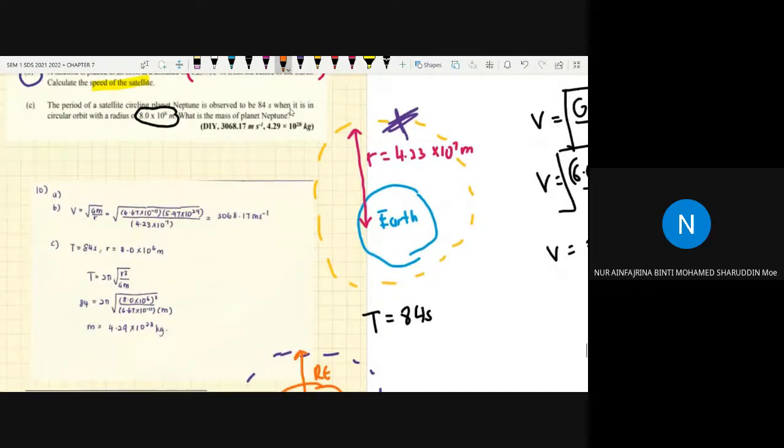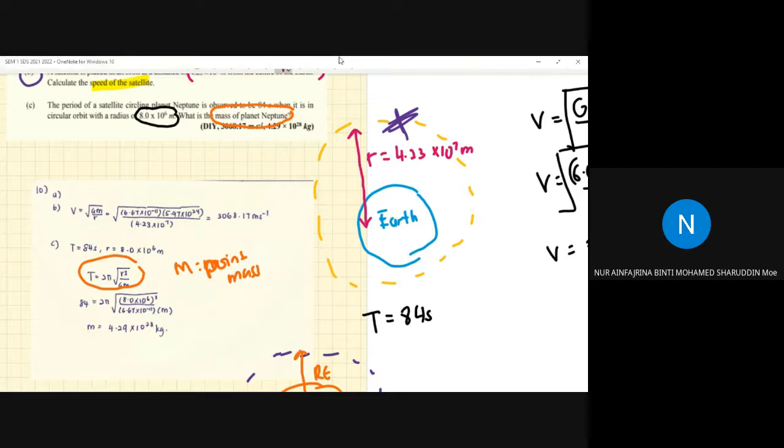So dia minta apa? Mass of planet Neptune. And remember, bila kita pakai formula period ini, M awak adalah point mass. Point mass. Sebab itu kita boleh cari mass of planet Neptune. So period 84 second. And then R dia adalah 8 times 10 to the power of 6 dan G universal gravitational constant is 6.67 times 10 to the power of negative 11 and kita nak cari mass of Neptune. Tekan calculator, you will get the final answer. Okay, boleh ke?